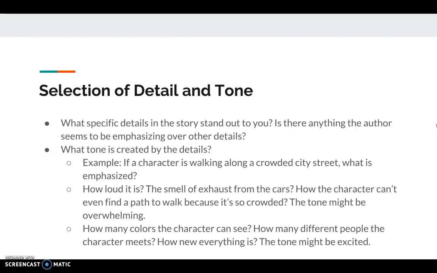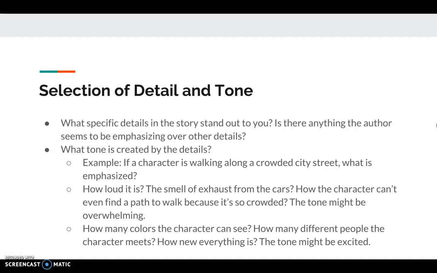Here's an example. An author describes a character walking along a crowded city street. But depending on what details are emphasized, it can create a different tone. Does the author emphasize that the street is really loud, that it's smelly because of all the cars, that the character feels like they're being bumped this way and that by other people? Okay, all of those are negative. So you might say this character's tone is overwhelmed or upset. They're not happy.